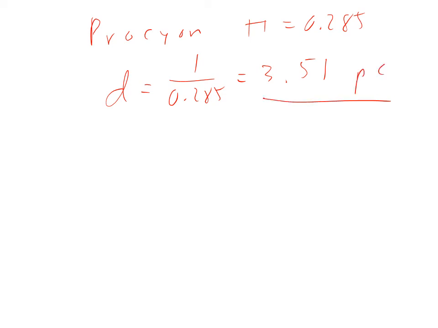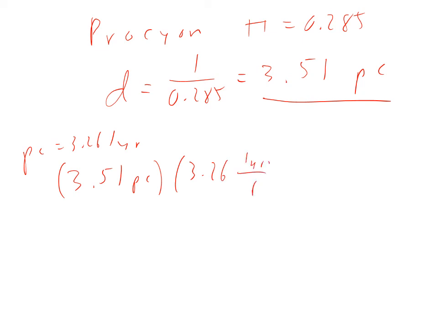Now, a parsec is 3.26 light years. So if I want to find out how many light years away Procyon is, that's going to be 3.51 parsecs times 3.26 light years per parsec. So that's going to come out to be about 11.4 light years.